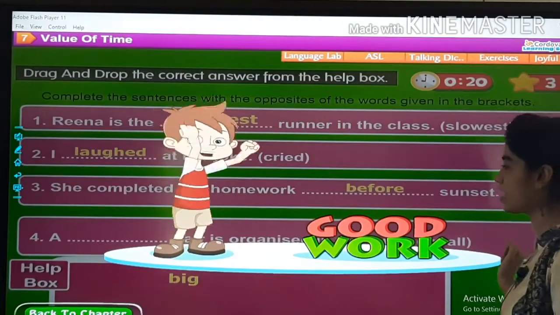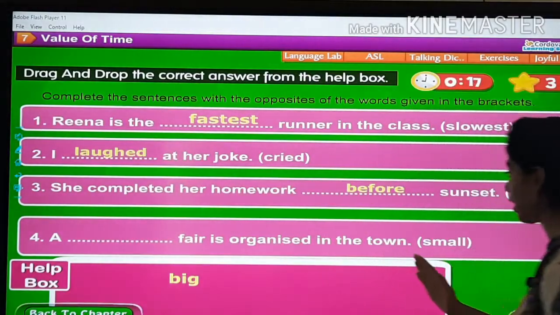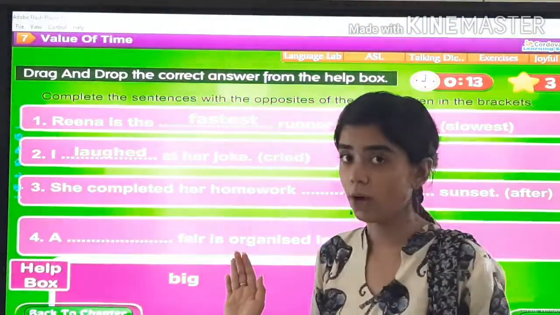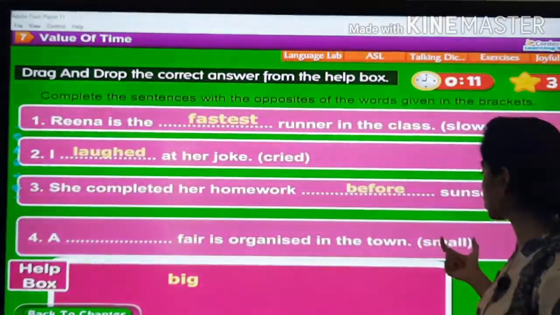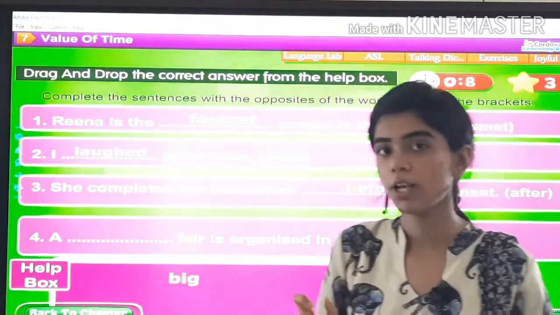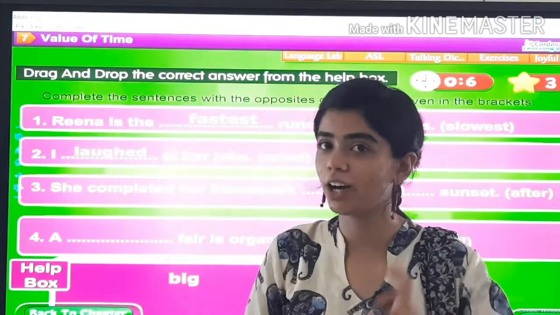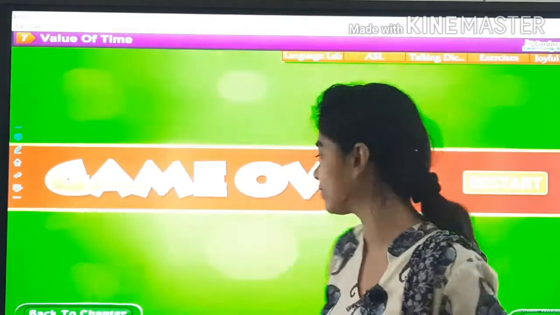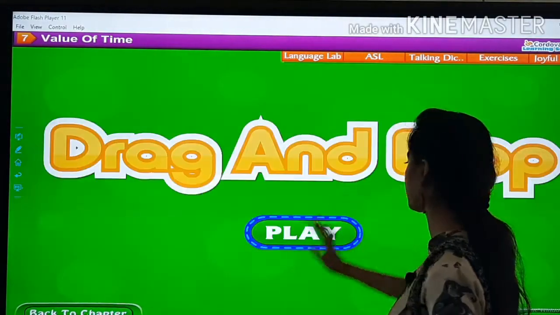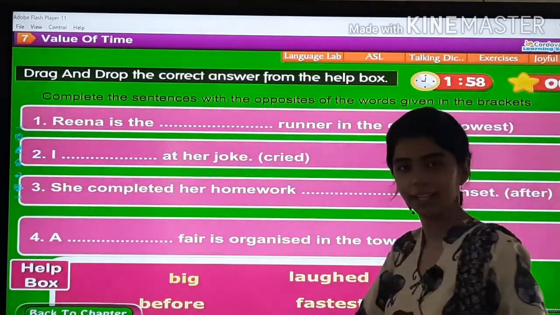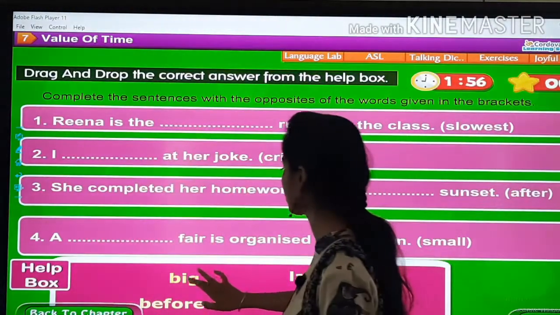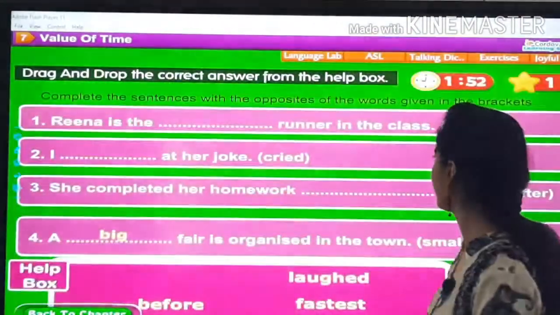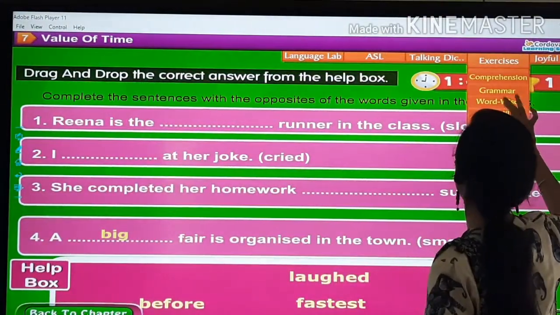Good work. A dash fair is organized in the town. Now, in the bracket, it is written small. But we have to write the opposite words. Small ka opposite kya hota hai? Big. So, the last one's answer would be big. Good work. Okay. Now, we'll do the next exercise.